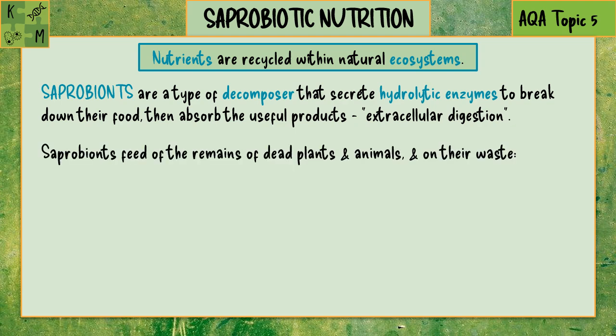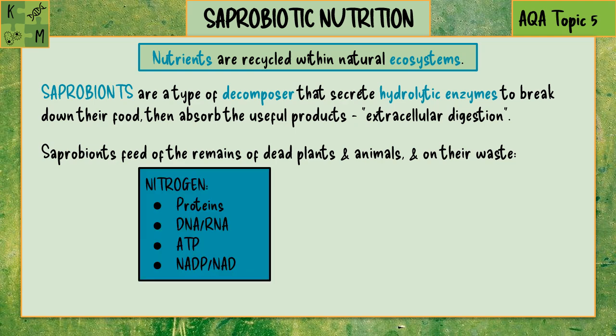We'll see the role of saprobionts in both the nitrogen cycle and the phosphorus cycle, where they feed off the remains of dead plants and animals and also on their waste. But first of all, we need to consider what type of molecules might we find nitrogen and phosphorus within these remains. Well, for nitrogen, we find them within the amino group of proteins. We find them in the nitrogen-containing bases of our nucleic acids and also in ATP. And the coenzymes NADP and NAD also contain nitrogen.